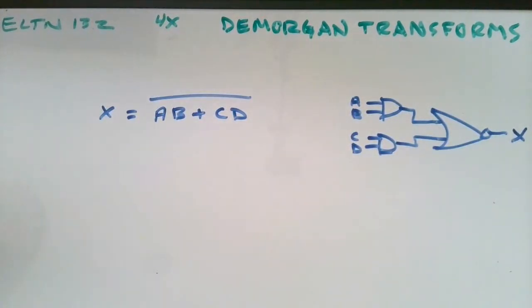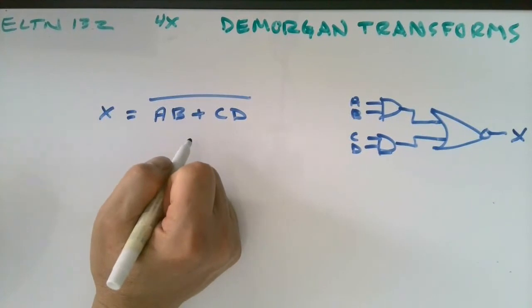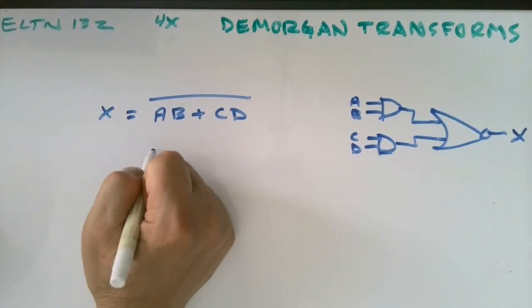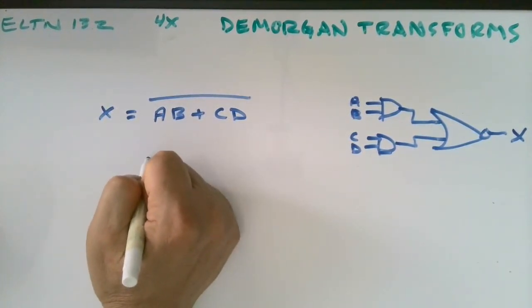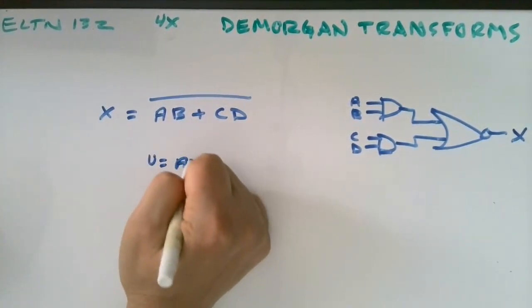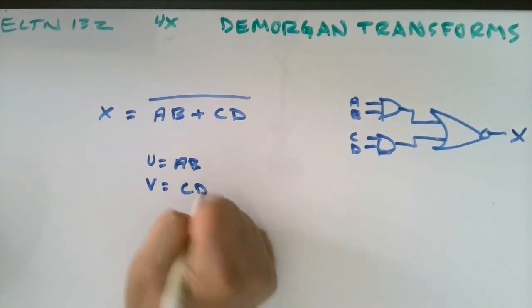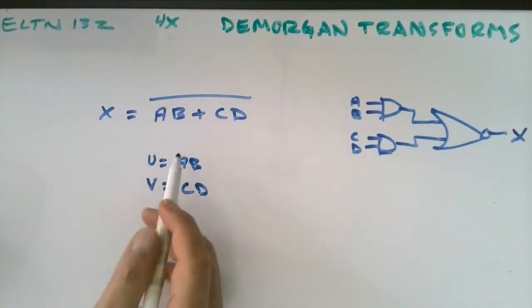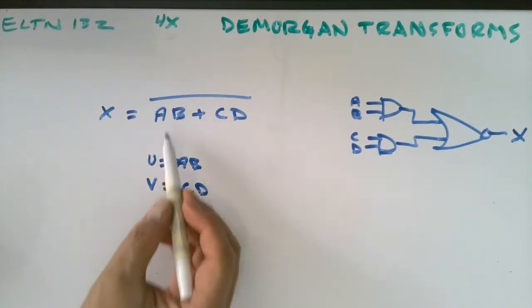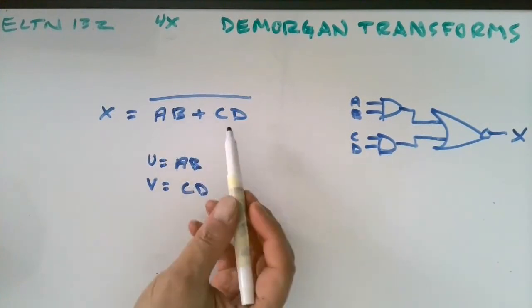Now what's interesting is we can do a De Morgan transformation on this, but what we're going to do is come up with some intermediate terms. I'm just going to pick a couple of terms here. We'll use U and V. I'm going to say U equals AB and V equals CD. And now we can write this equation. What I'm going to do is substitute these intermediate terms into the equation here.